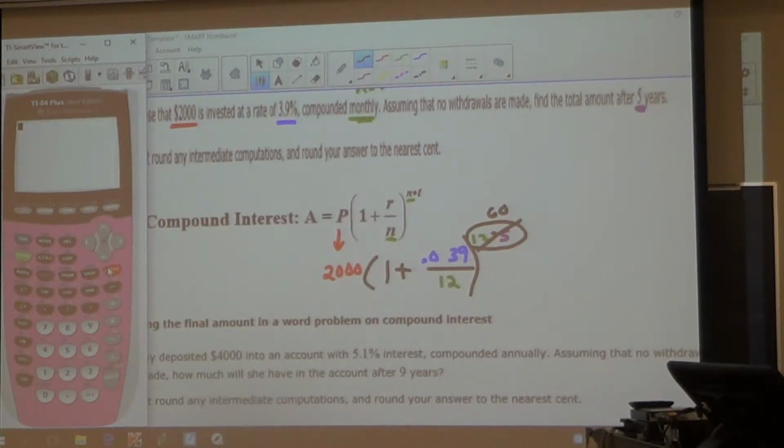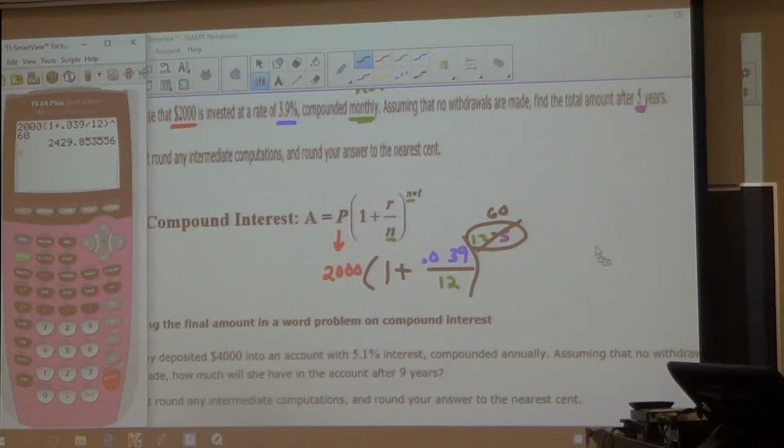Oops, I did something wrong. Parentheses, 1 plus 0.039 divided by 12, close it, and raise it to the 60th power.